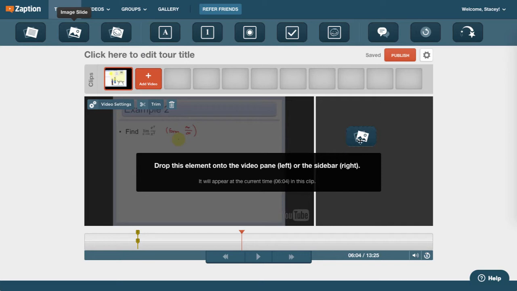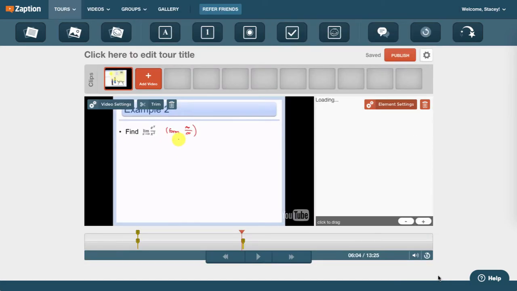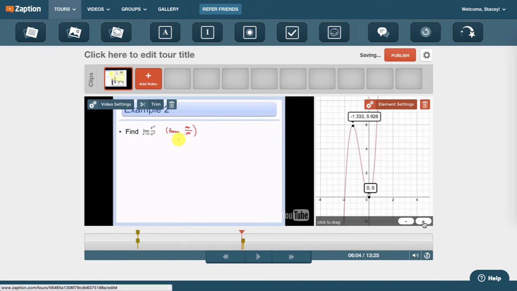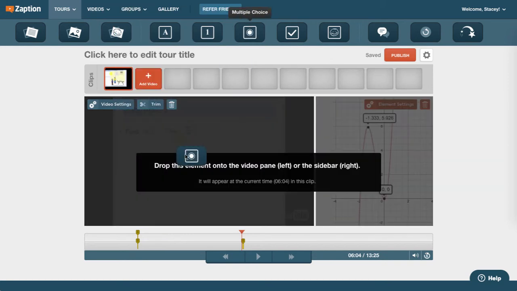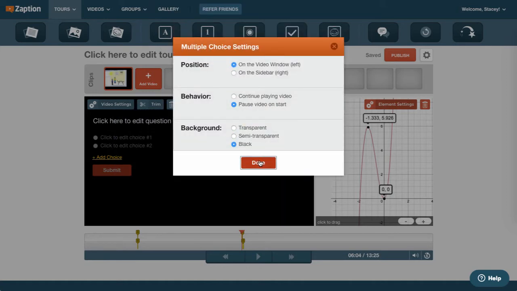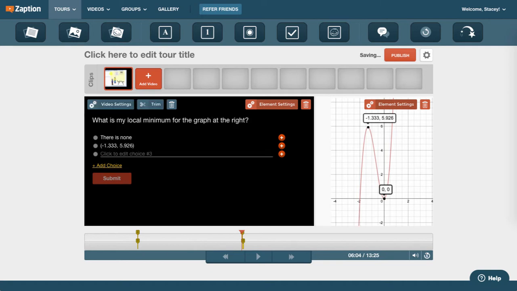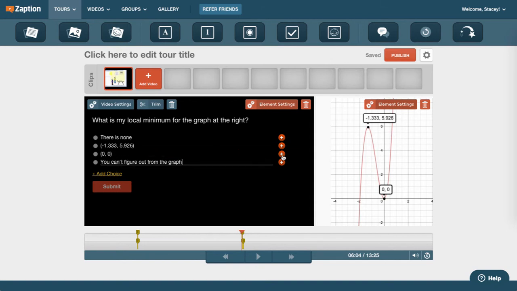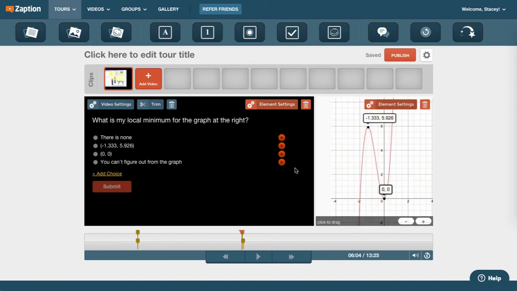So then I might just go ahead and put the image on the right hand side in this case, because that graph was pretty small. And then I can resize and move around as I see fit. And then I can just plop in the multiple choice question right here. A lot of times I like to black out the screen like that so that you can ask a question. Then once I put in my answer choices, I can select the one that is correct. And so that's how I can ask a question about a graph.